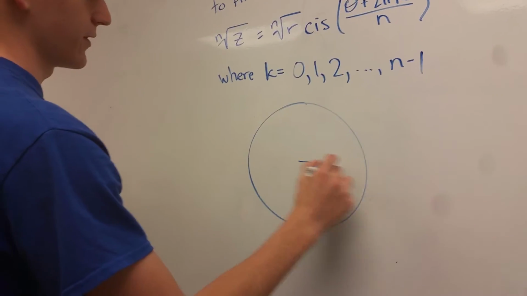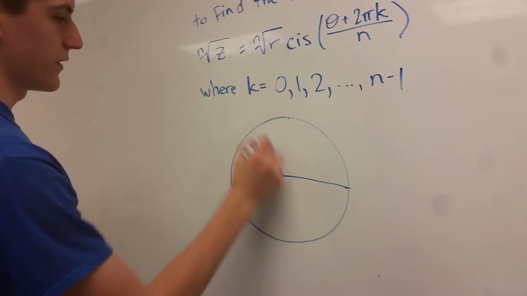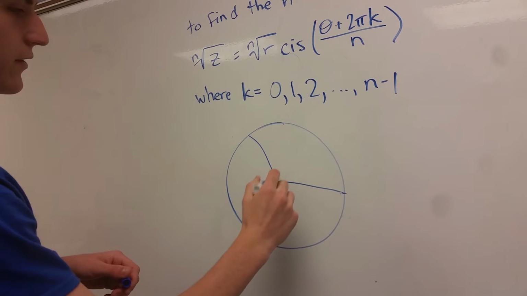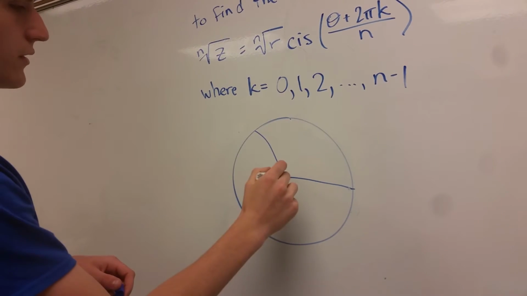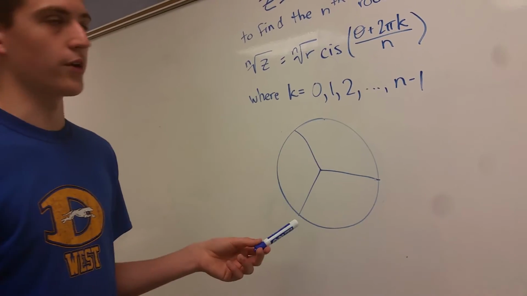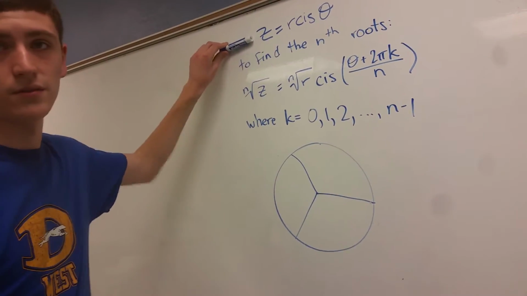if you have a unit circle here, and you wanted to take 3 roots, you have to find this angle, and then this angle, and then also this angle, because all 3 of them, when you take them to the third, would give you this.